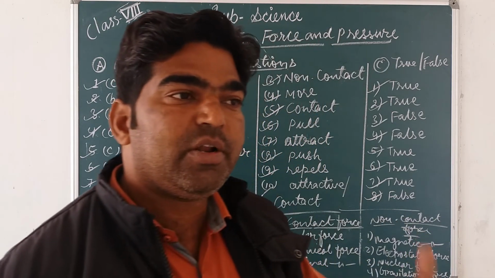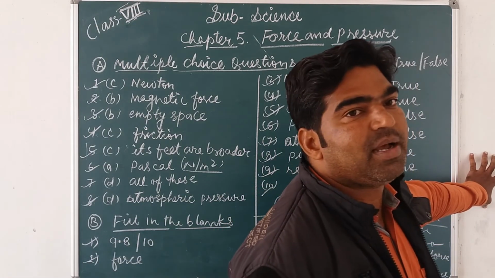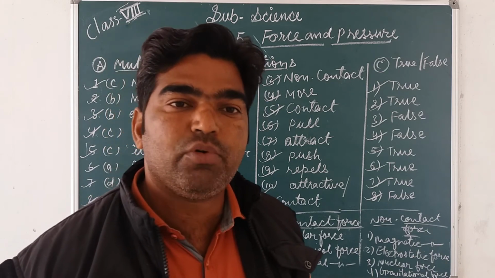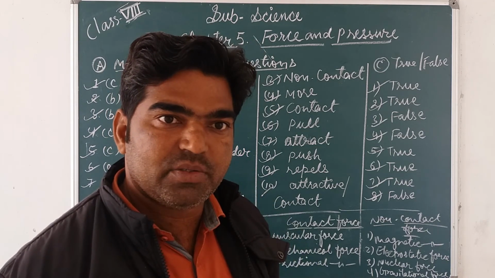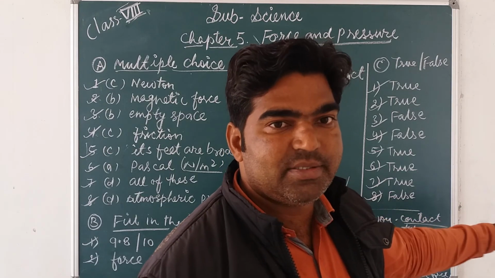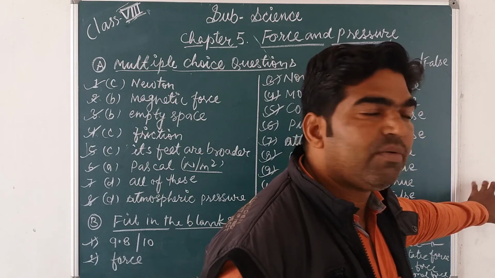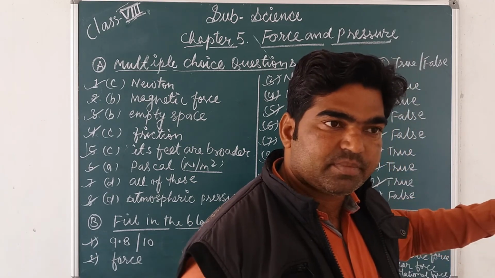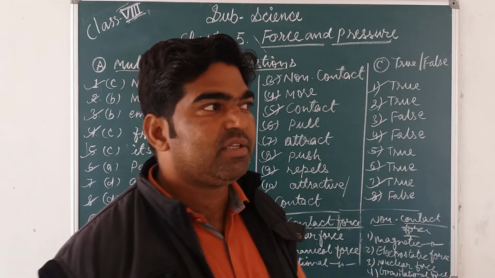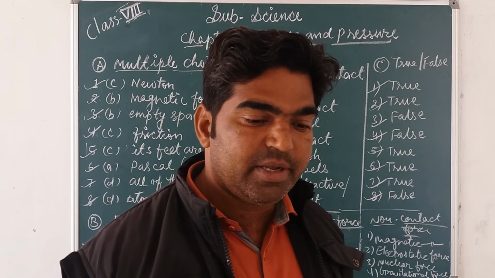Suppose you rub a balloon with synthetic cloth and then place it on the wall, it will stick to the wall. Why? Because charge has been produced on the balloon. The balloon is charged and the wall is uncharged. So the wall attracts the balloon towards itself, because we know that a charged and an uncharged body attract each other.